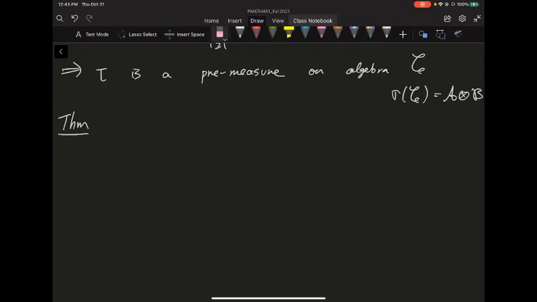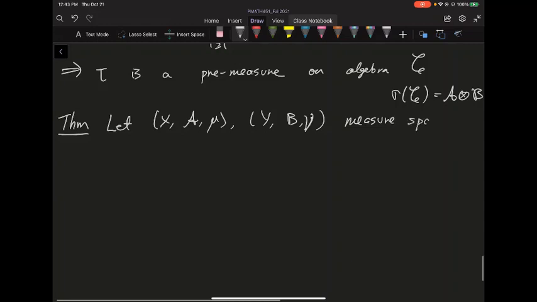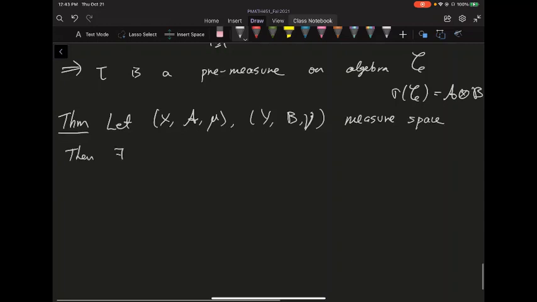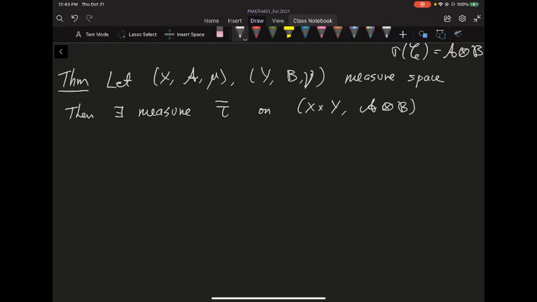So theorem. Let's do the setup. Let X, A, and mu, and Y, B, and nu be measure spaces. Then what you get is that there exists a measure, let's call it tau bar for now, tau bar on the product space X times Y and A tensor B. You only care about it on the product sigma algebra. And this measure tau bar will satisfy the desired property you want.